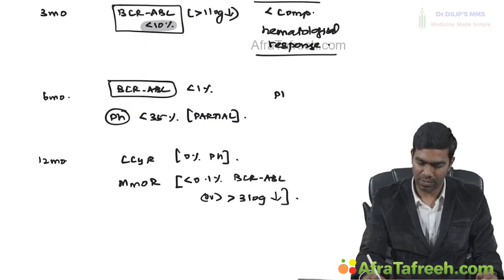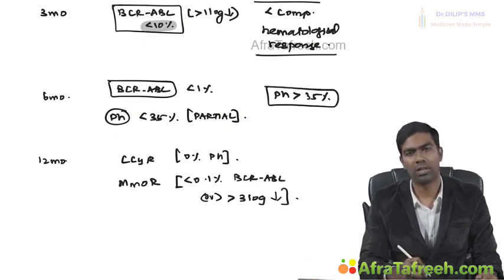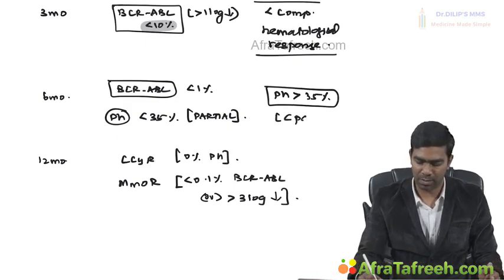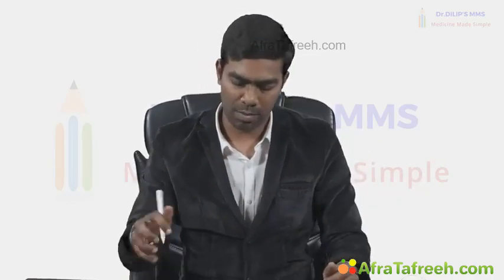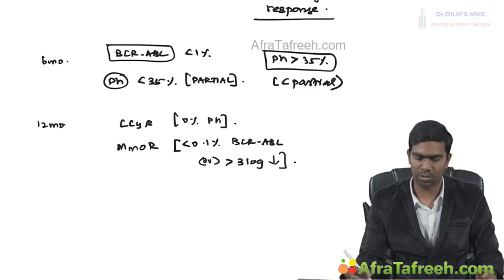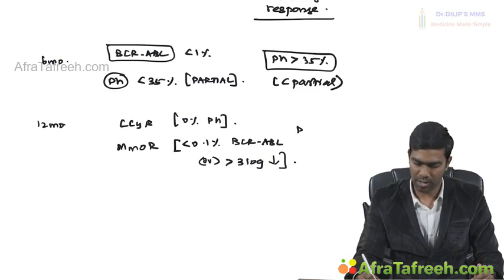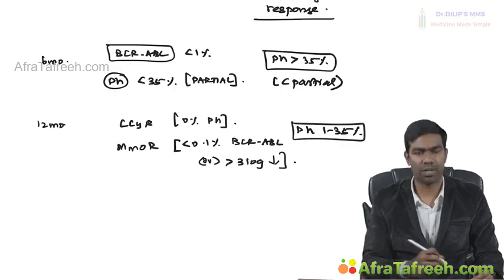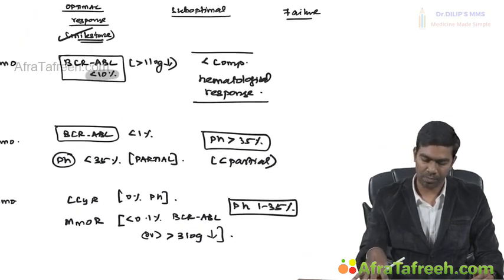And at 6 months, if the Philadelphia chromosome is still more than 35%, it means anything less than partial response. Anything less than your partial response aim is going to be a suboptimal response. And at 12 months, if the Philadelphia chromosome is more than 1%, or in the range of 1 to 35%, this is what we refer to as suboptimal response at 12 months.